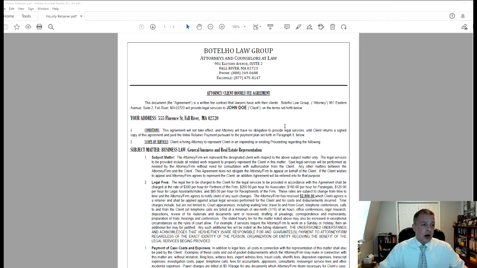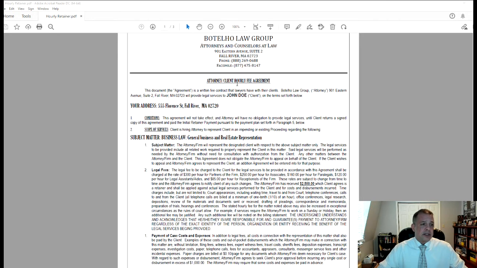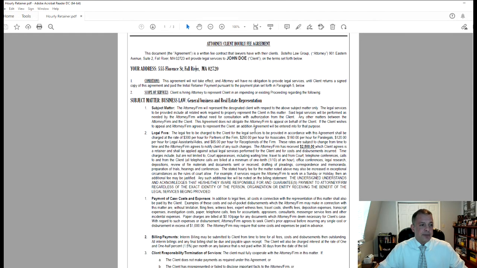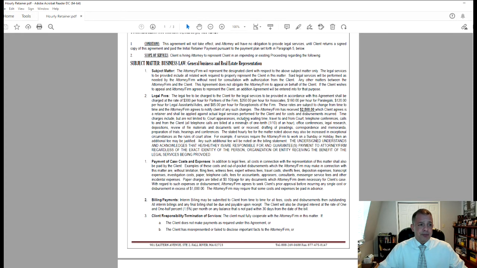So this is an hourly fee agreement where at the top you would see your name right here. You'll also see your address and, most importantly, the subject matter. In this case, it was general business and a real estate representation for this particular client. That would encompass the subject matter. Now, if during the course of representing you, another matter came up, that would necessitate the signing of a new and separate retainer agreement, fee agreement.